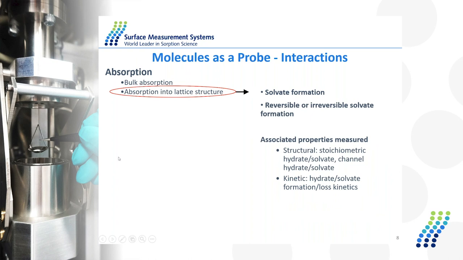And the last interaction is the absorption into the lattice structure, which means the material will change its structure in the presence of water or organic vapor. And this will lead to the formation of a hydrate or solvate. So in this case, we can study the structure of this hydrate as well as the kinetics information. And all those different interactions between the solid and the probe molecule will give different types of sorption-desorption isotherms. And from the DVS result, we can calculate all those physical and chemical properties of the solid materials.